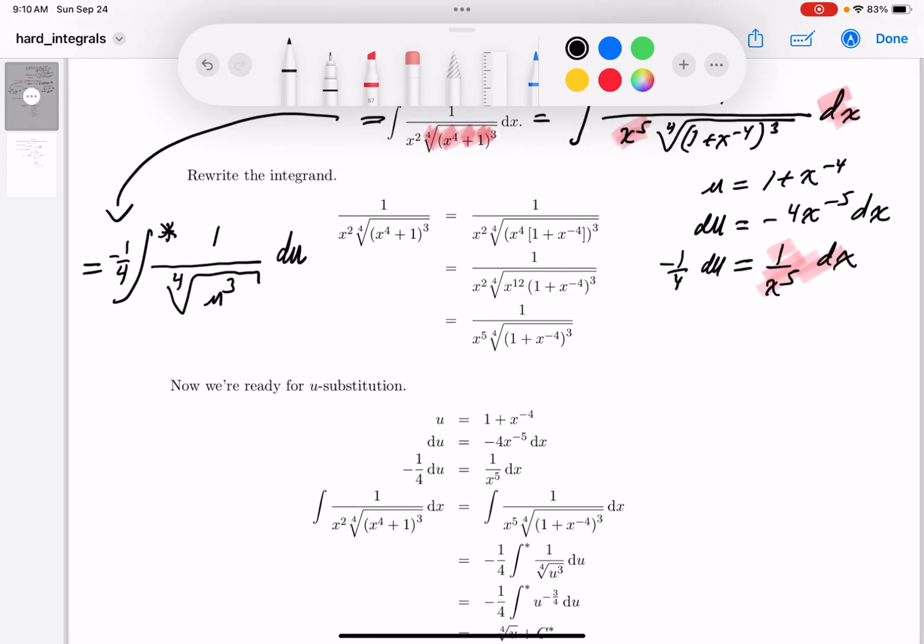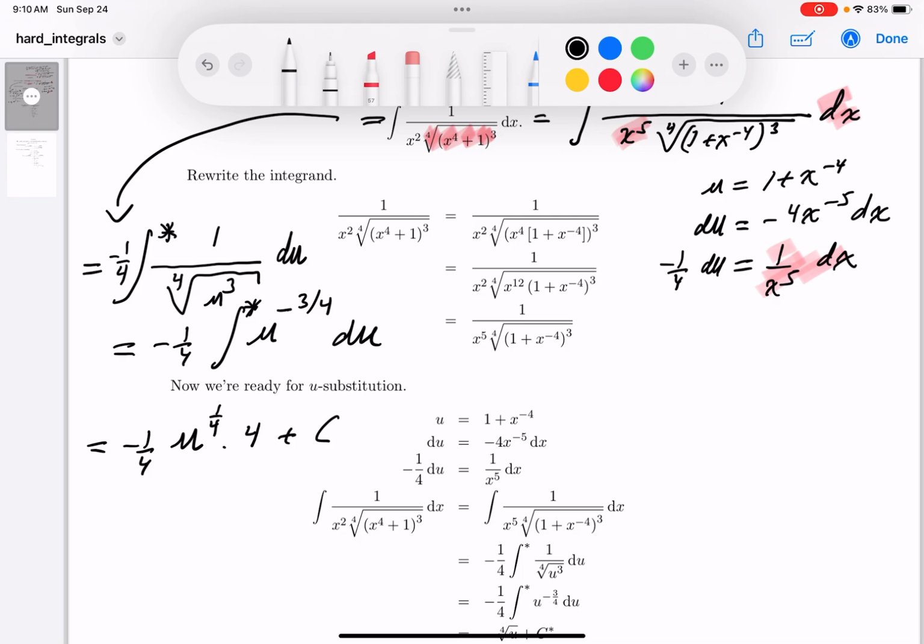What I'm going to do now is rewrite it. So minus 1/4 times u to the minus 3/4 du. I can integrate this. I increase the exponent by 1, so it's going to be 1/4, and divide by 1/4, or multiply by 4, plus some constant of integration. What does this give me? Minus the fourth root of u. What's u? It's 1 plus x to the minus 4, and then plus c. I would say this is a good answer. Put a box on it. I'm done. You could check it if you want.